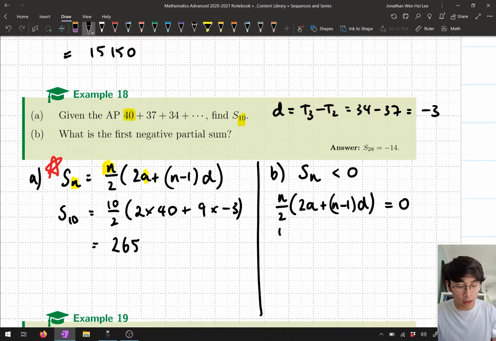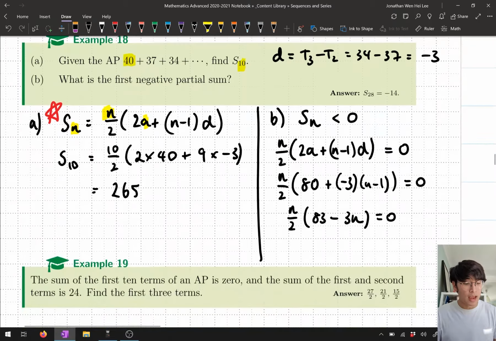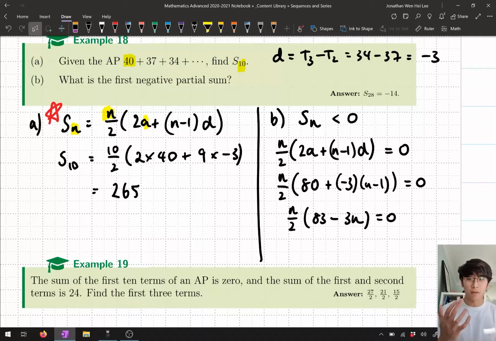So I'm going to solve this equation using the values that we have here. We want to find the value of n, so we don't actually know what n is. And so here we're going to get 2 times a, so 40 is a, so this is going to be 80 plus negative 3 times (n minus 1), because I subbed in the value of d there. So here we get n over 2, and this should become (83 minus 3n) is equal to 0. And now that I've got this, I've got a factorized quadratic, and I can solve this. So the two solutions: one of them is for n over 2 equal to 0, so n is equal to 0, but that doesn't seem legit.